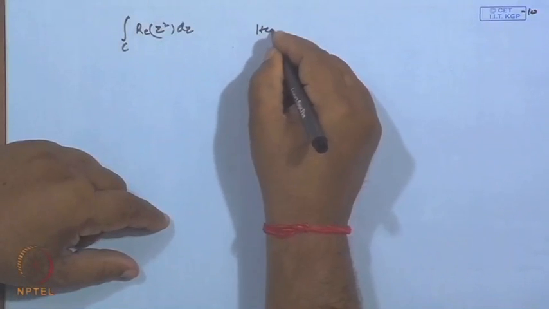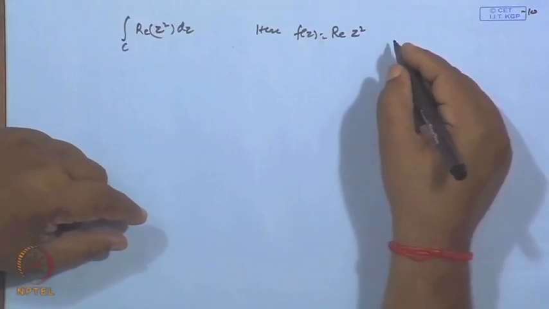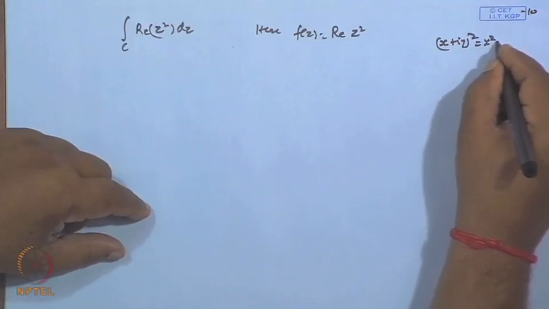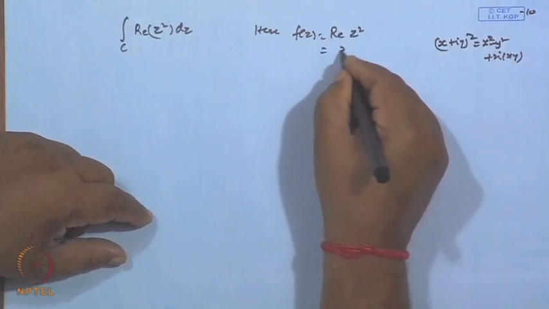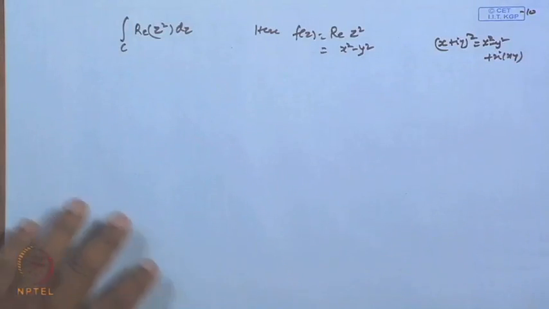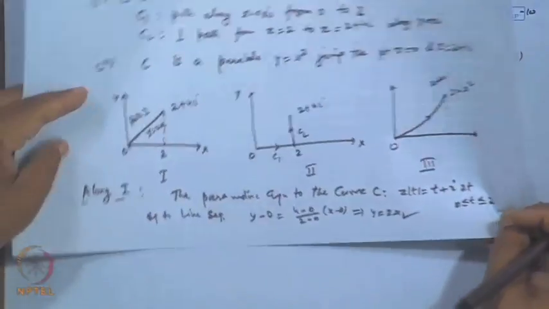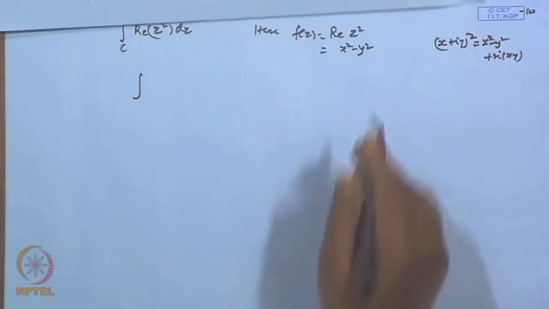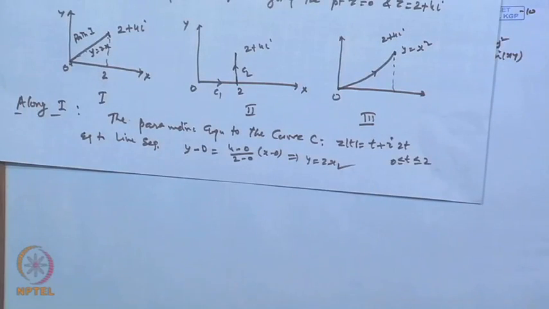So, first you calculate the function. What is our function? Here f(z) is the real part of z square. z square means (x + iy) whole square, so this will be equal to x square minus y square plus 2i times xy. The real part of this means x square minus y square. Now, compute this value at the points of the curve. On the curve, it is x square minus y square, where x is t and y is 2t.